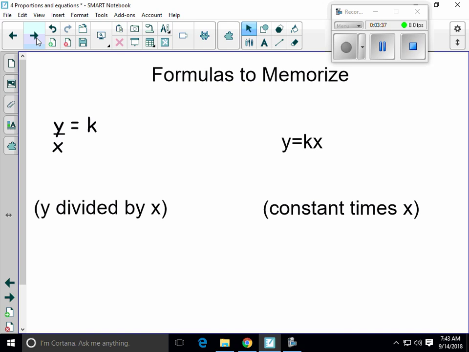All right, let's jump into proportions now. When you're doing proportions, last time there were 2 formulas that you have to memorize. The one on the left, y divided by x equals k. They use the letter k to represent the constant of proportionality. I know constant starts with a c, but they use the letter k. And the one on the right, y equals kx. Now remember, when k and x are next to each other, it means the constant times x. So if you multiply the constant times x, it will give you the y value. You have to memorize those 2 formulas.